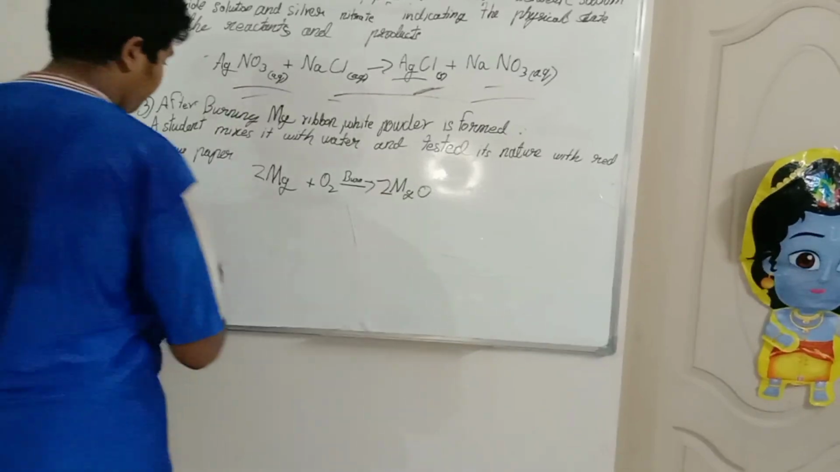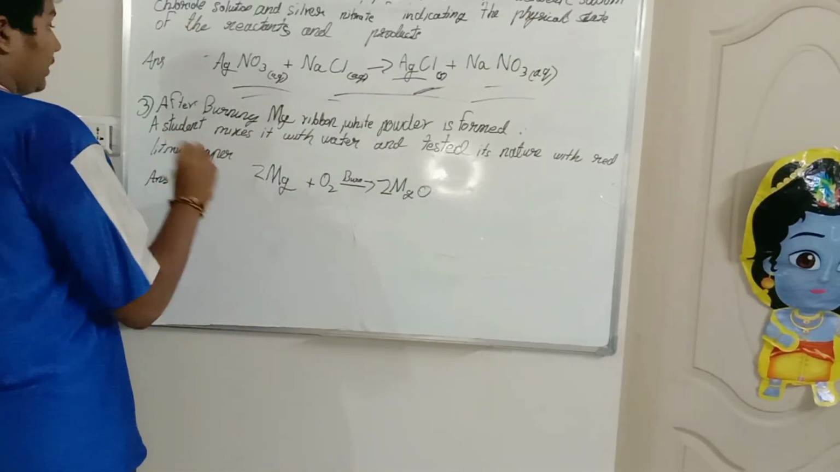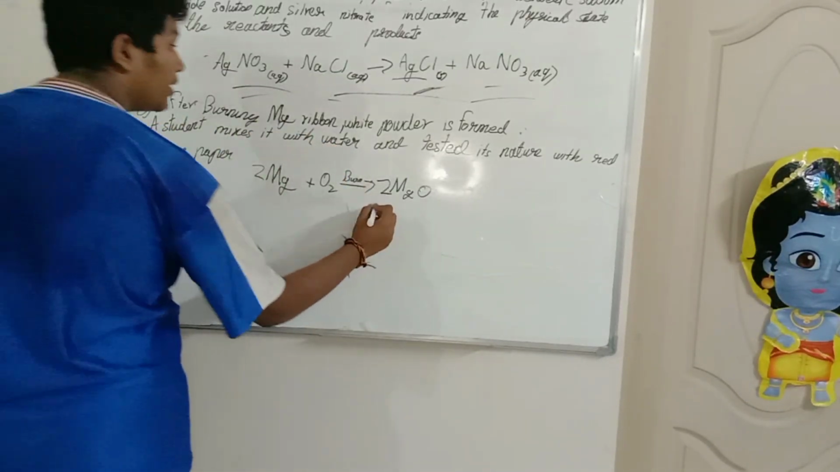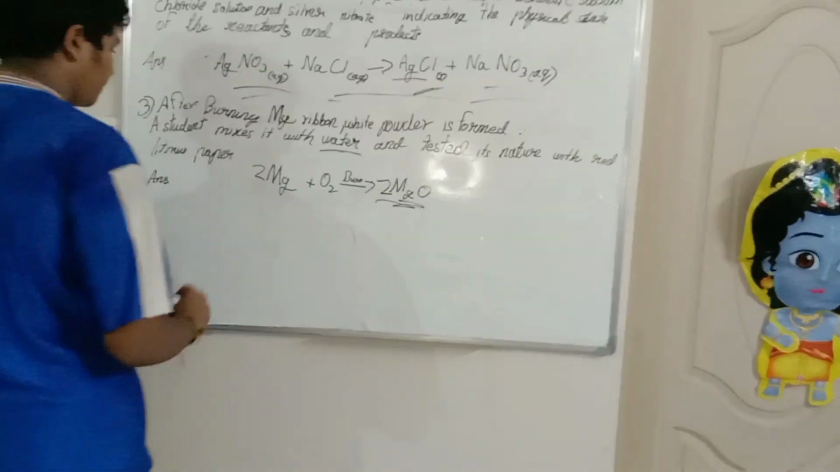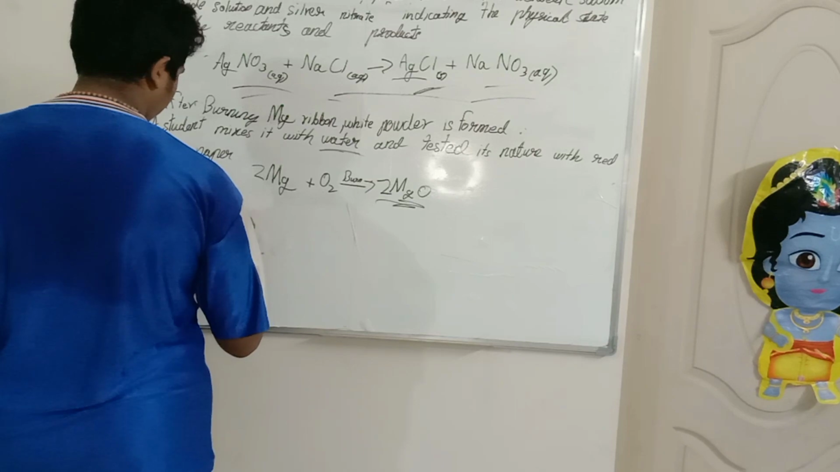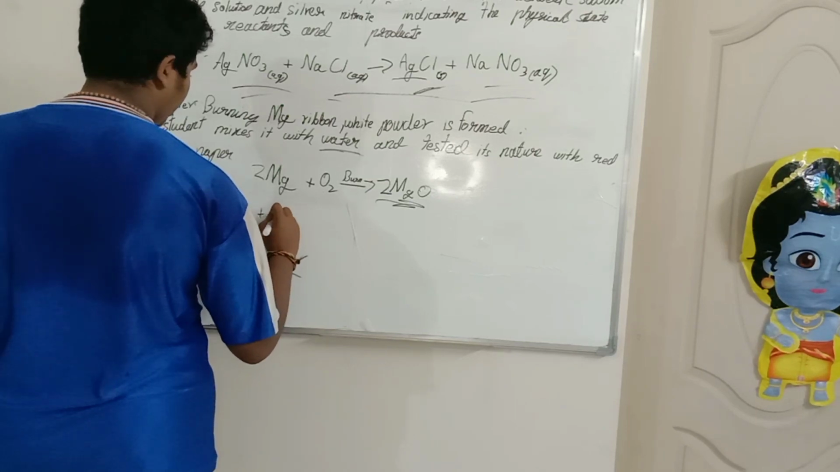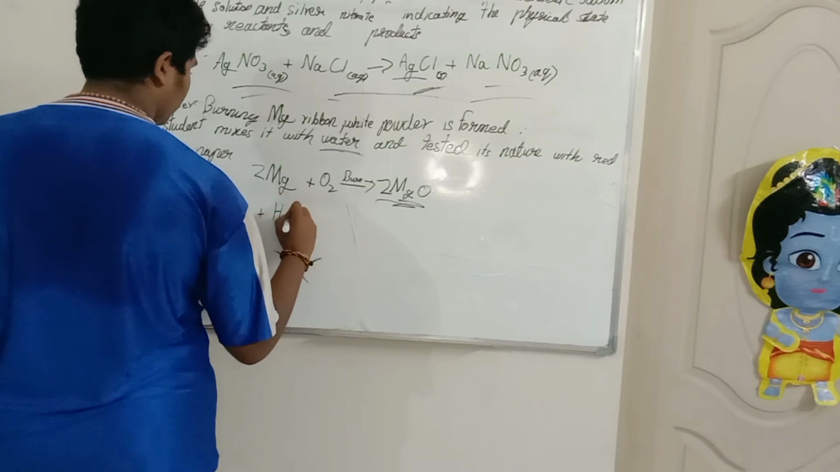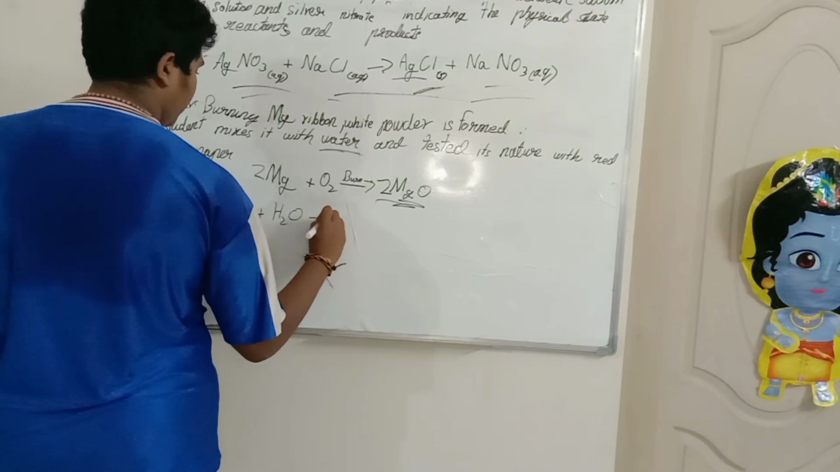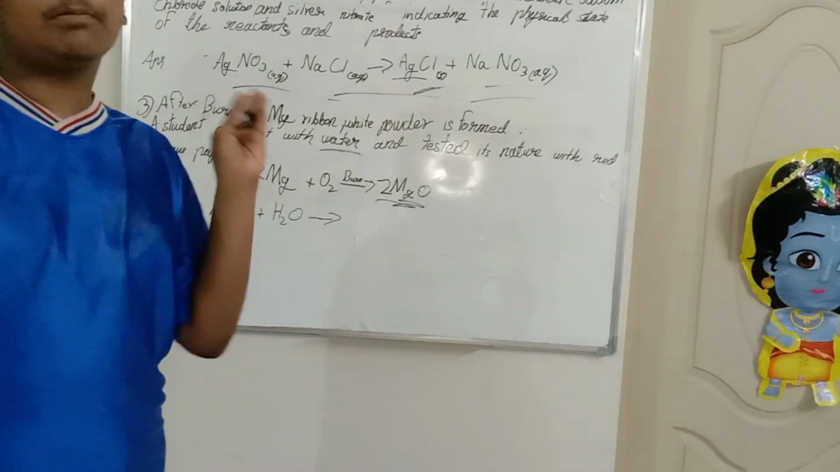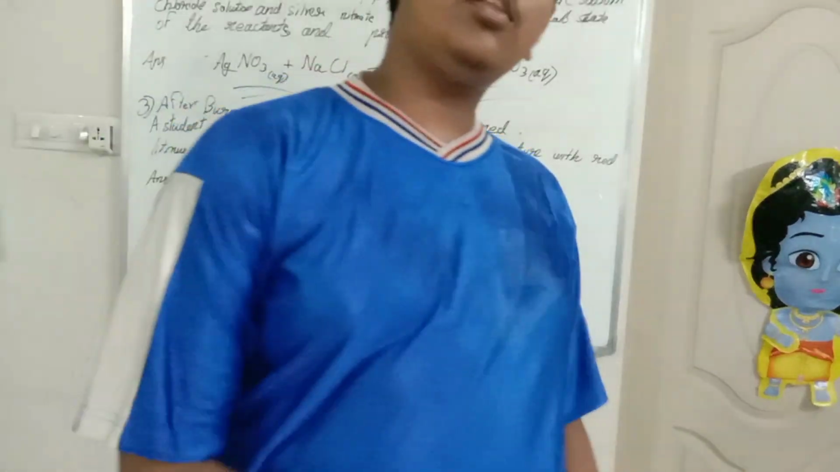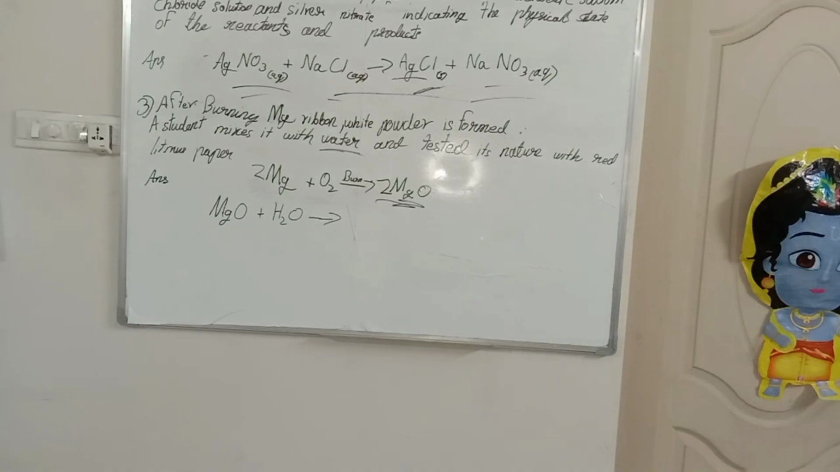Now they're telling that this powder is combining with water. So MgO plus H2O is equal to, what do you get? When magnesium oxide plus hydrogen, what will you get? Just pause the video and think.